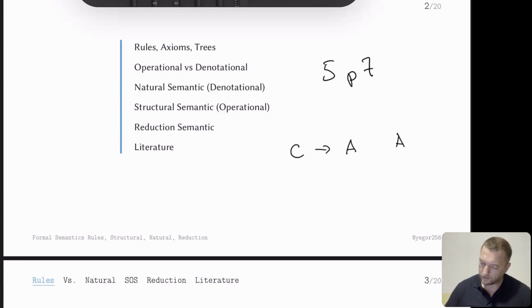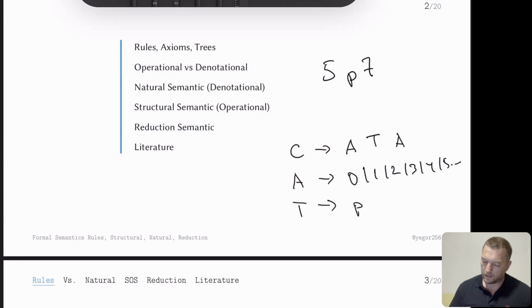I would even say this: the argument, the T, and the A. Okay, and then I will tell you, A is a number: 0 or 1 or 2 or 3 or 4, 5, etc. And the T is P or M. All right, clear? It is clear. The syntax is clear, right? Everything is good. But we don't know what the hell does that mean.